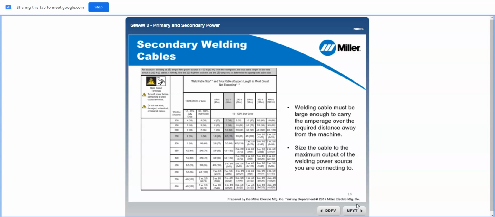When cables are undersized, frayed, crushed, or connections are loose, we add more resistance to the welding circuit and cause welding problems. Be sure to account for the length of both the work cable and the electrode cable to select the correct welding cable size.